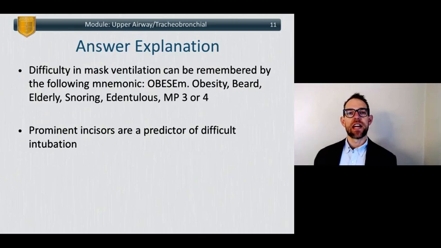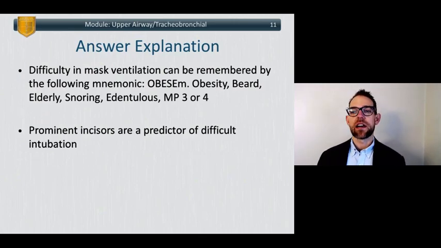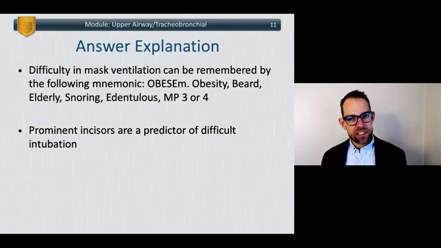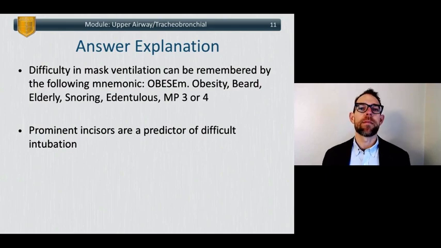Difficulty in mask ventilation, this has been studied actually, can be remembered by the following mnemonic: OBESEm. So obesity, a beard, being elderly, snoring, absence of teeth, and Mallampati 3 or 4. Now remember that while prominent incisors may be predictive of a difficult intubation, prominent incisors are not predictive of difficult mask ventilation.